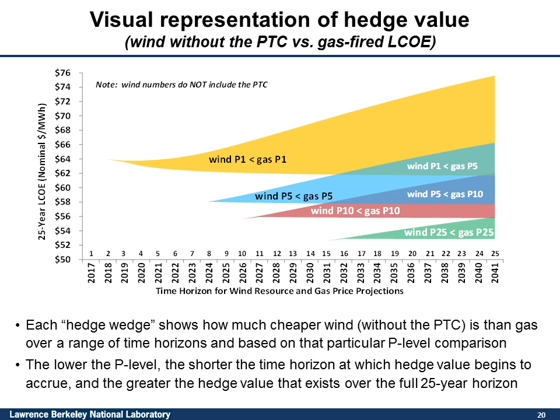Now you might have noticed in the previous graphs something that I'll refer to as hedge wedges, which start where the various P-level curves cross and then widen over longer time horizons. But here I've specifically highlighted those wedges by removing all of the other clutter from the graph. I think of these hedge wedges as a useful representation of hedge value, where, not surprisingly, the lower the P level, the shorter the time horizon over which hedge value begins to accrue, and the greater the amount of hedge value that exists over the full 25-year time horizon.